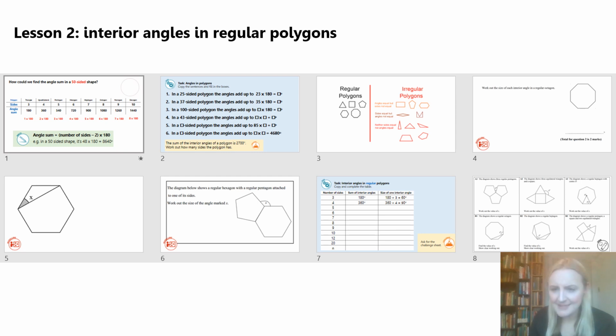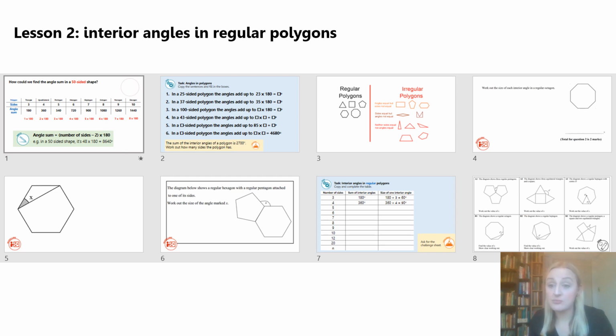Oh, there's a pattern here, isn't there? So what would a 50-sided shape be, a 50-sided polygon? And they're like, oh, it would be 48 times 180, because look at the pattern. It's always 2 less than the number of sides. So they figured that out pretty easily themselves. And then we did some practice of that angle fact, so that n-2 times 180 will always give you the angles in polygons, the angle sum.